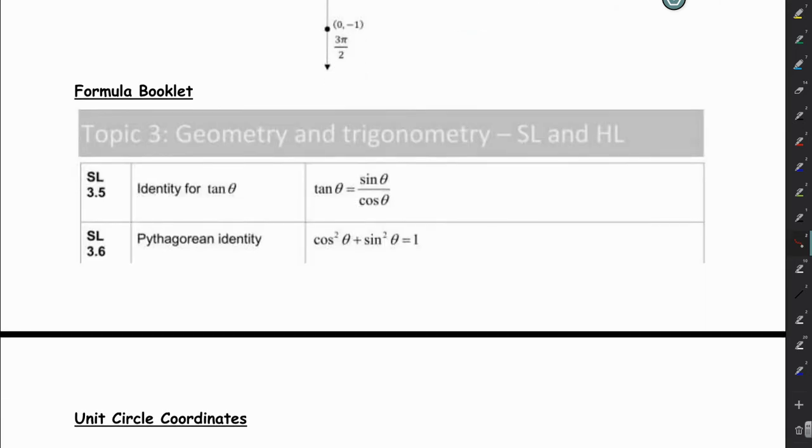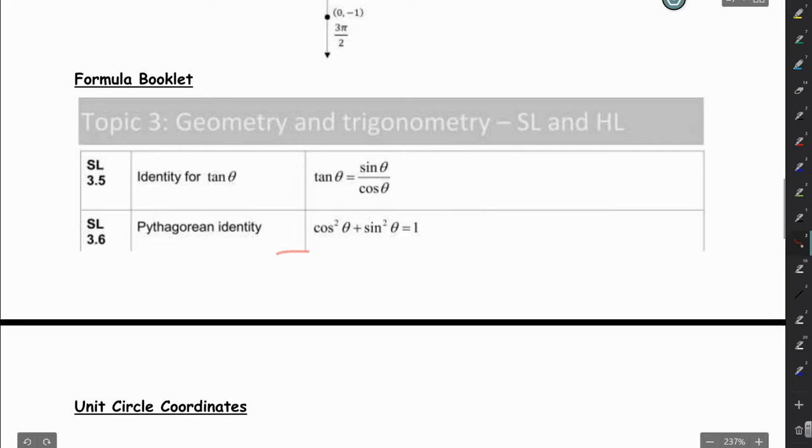In the formula booklet, I always like to note, if you go to topic 3, they will give you the value for tangent, what the ratio is: sine over cosine. And they also give you the Pythagorean identity. I like to say sine squared plus cosine squared equals 1. Both of those you should really have memorized, but they are in your formula booklet.